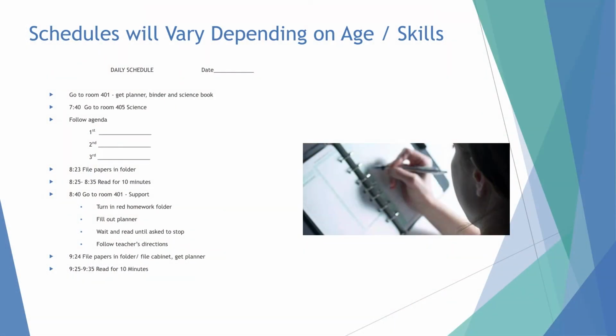So we have to make sure that we practice changes and teach kids how to make some of these changes and handle some of these things, because life involves changes. We want the structure and the routine, but we also want to systematically teach it so kids can be successful. So schedules will also depend on age and skills. So like this one, go to room 401, and then you go to science, and it says follow the agenda 1, 2, 3. So that kind of shows you that schedule within a schedule, showing you the 3 things that need to happen in that schedule.